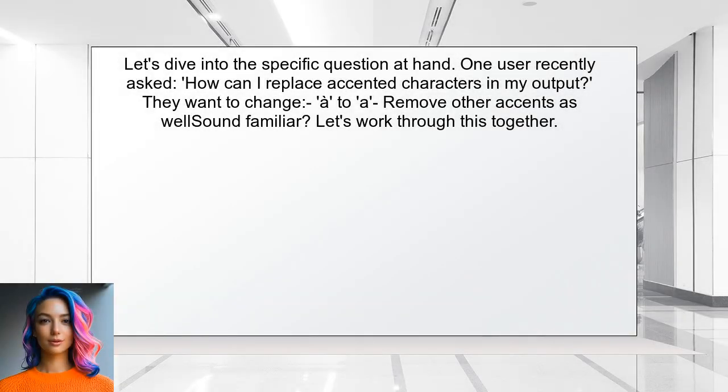Let's dive into the specific question at hand. One user recently asked, "How can I replace accented characters in my output?" They specifically want to change "à" to "a" and get rid of other accents as well. Sound familiar? Let's work through this together.